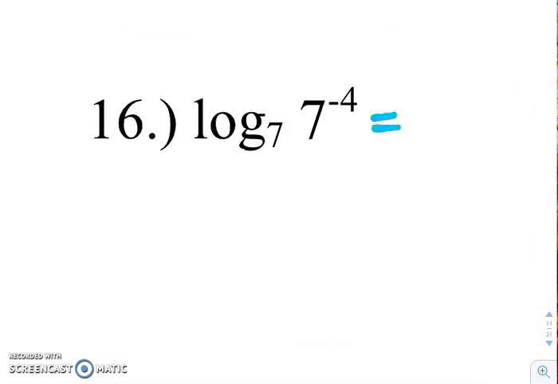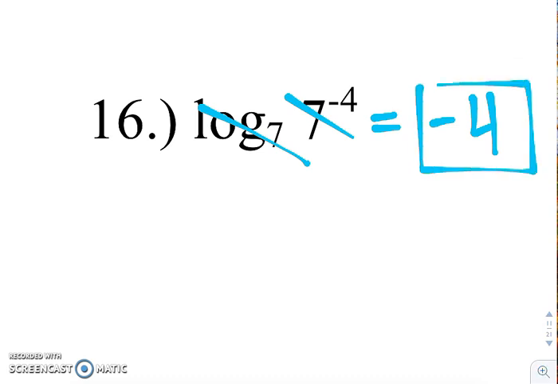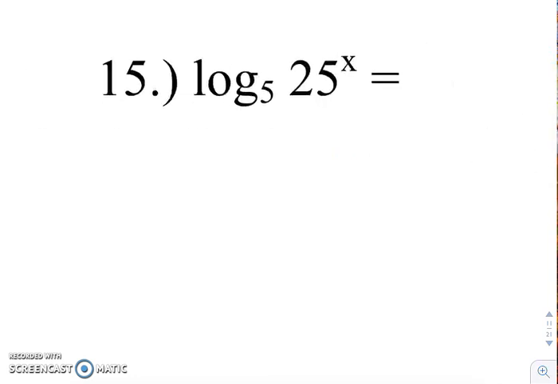I'm going to go back to 15, but for 16, same thing. Just don't have our equal sign there. Equals what? Log base 7 with exponent base 7 cancels out. And that whole entire expression equals -4.